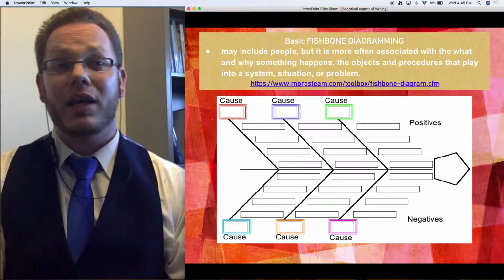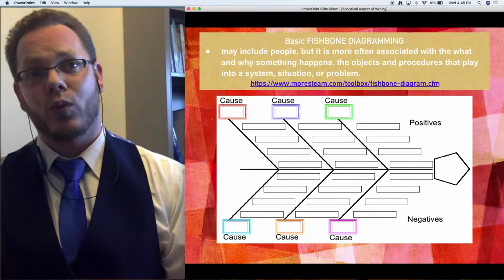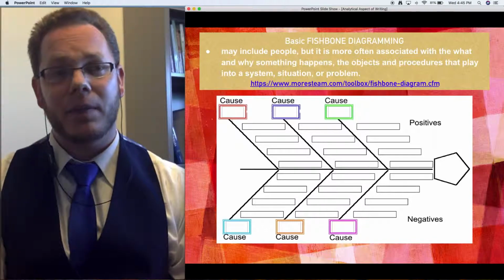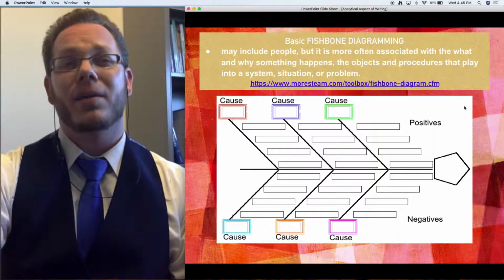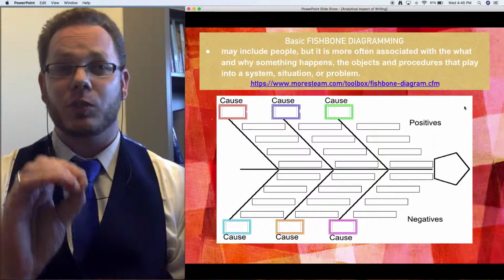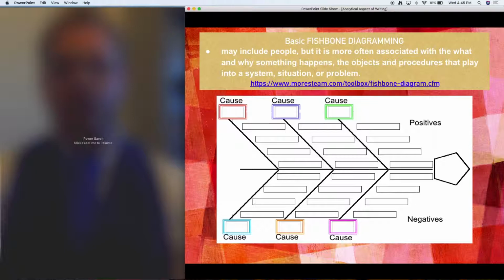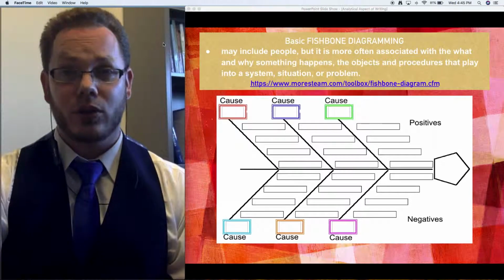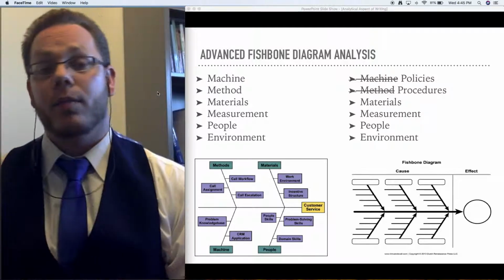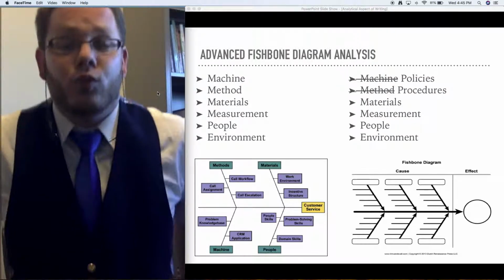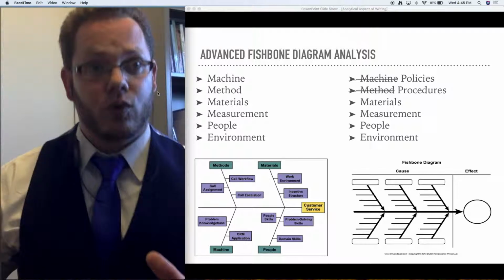The Fishbone diagram may include people, but it's more often associated with the what and why something happens, the objects and procedures that play into a system, situation, or problem. And there's a specific form, like specific categories you're supposed to use when doing Fishbone diagramming. And so let's look at those. One, I guess I should say, root cause analysis is a generic form.